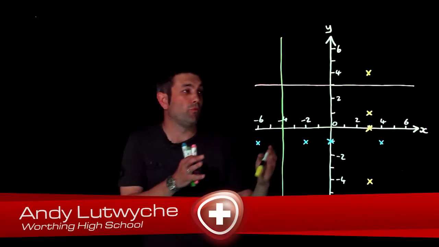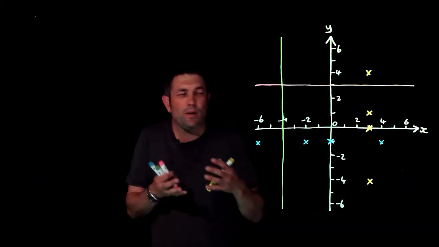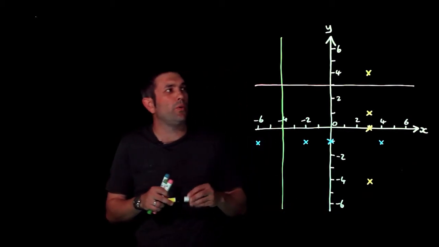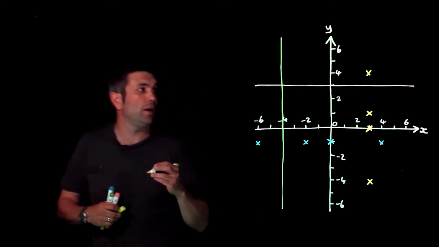Right, we're going to be looking at reading coordinates in this one and trying to name anything about them, whether stuff is in a line or not. So, first of all, we've got some yellow points here, and I'm going to write those yellow points down.